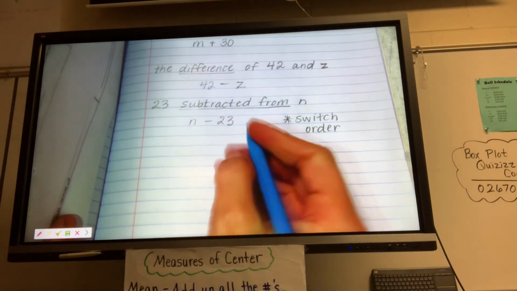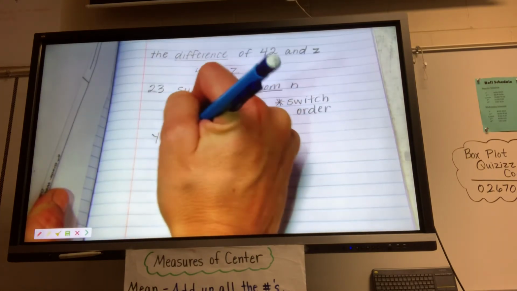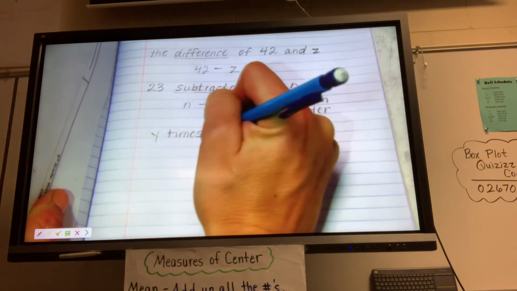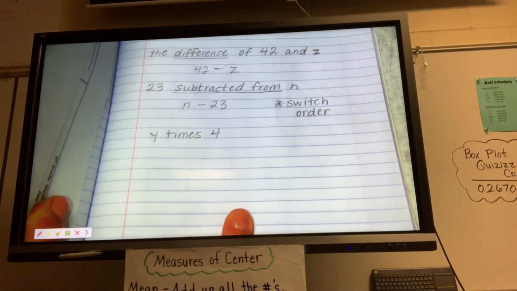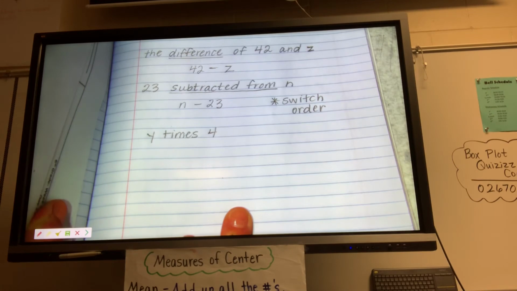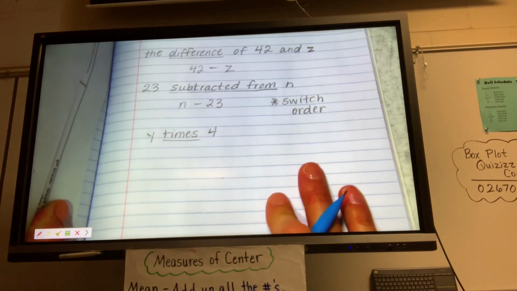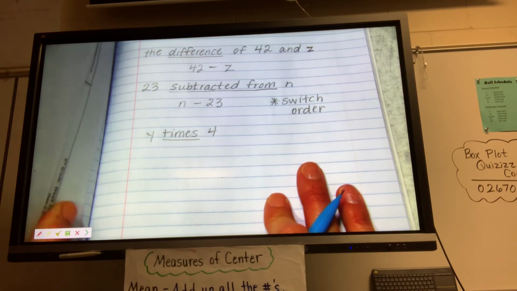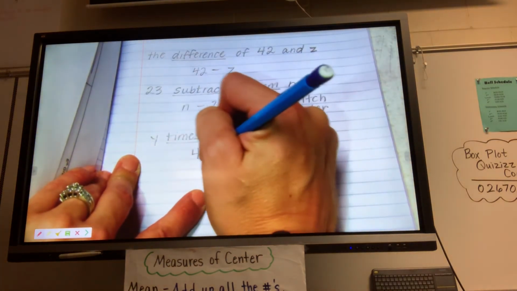Okay, let's try another one. Y times 4. That one seems pretty self-explanatory, doesn't it? But there's a trick to this one. First off, what's the key word? Times. Now with this one, we're going to write it like this. 4y.